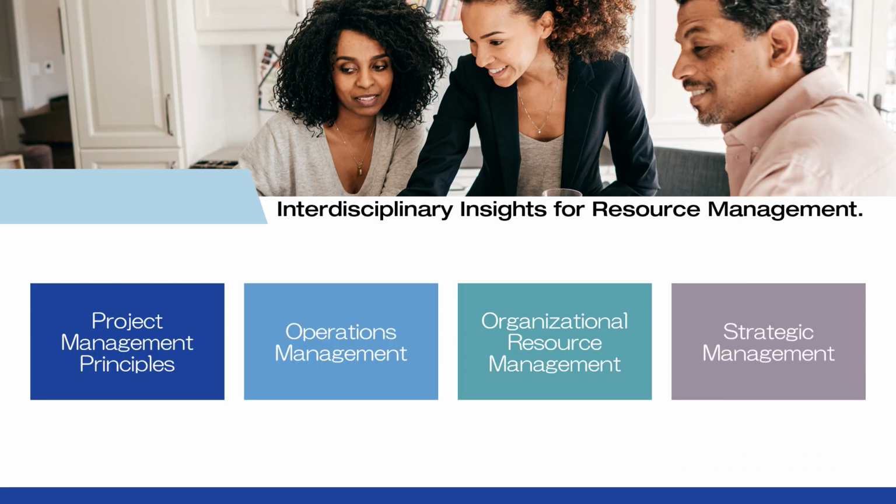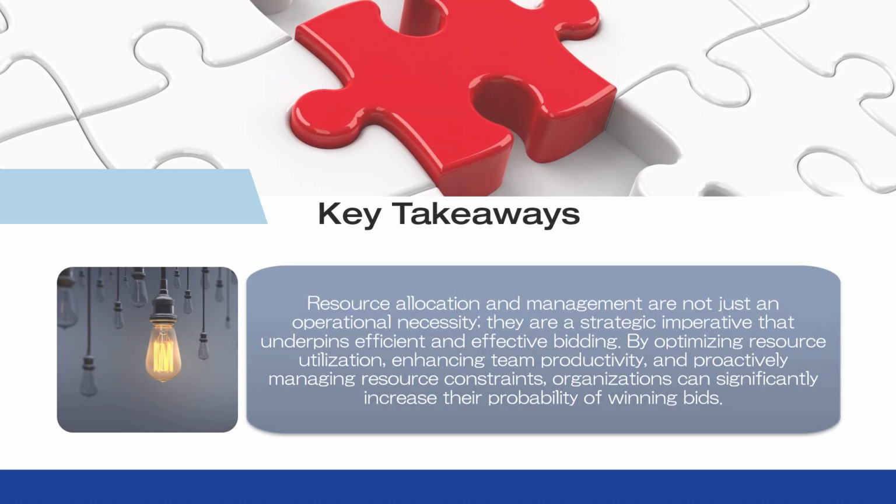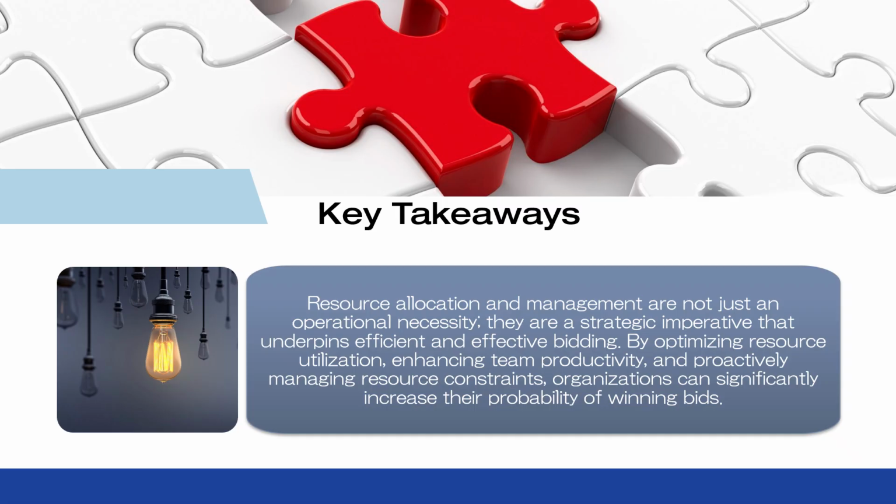Strategic management. Strategic management helps you to allocate resources to activities that leverage your organization's core competencies. For example, if your company's core competency is innovation, you would allocate more resources to the sections of the proposal that highlight new and innovative solutions, rather than to a section that simply describes your past experience. This ensures that your resources are being used to create a proposal that is aligned with your brand and your strategy.